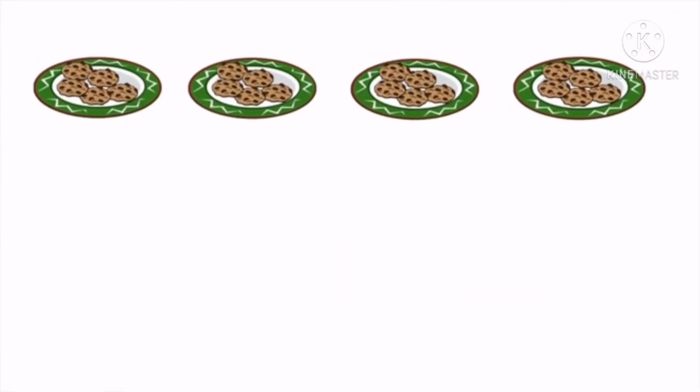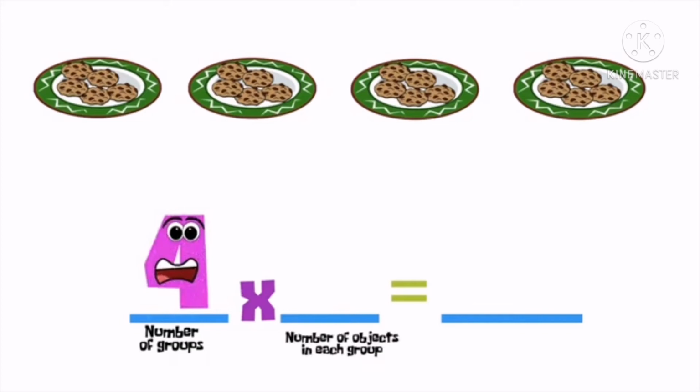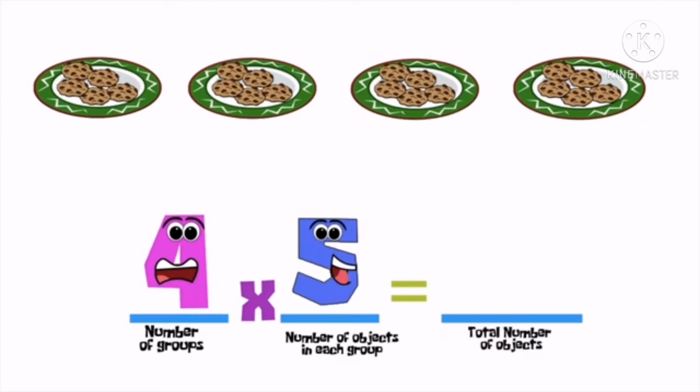How about if we have this? To find the total number of cookies, we are going to write first the multiplication sentence. Again, the first factor will be the number of groups. So how many groups do we have here? You're right, that is 4. The second factor will be the number of objects in each group. So how many cookies do we have in each plate? Correct, that is 5. So 4 times 5, what is the total number of objects?